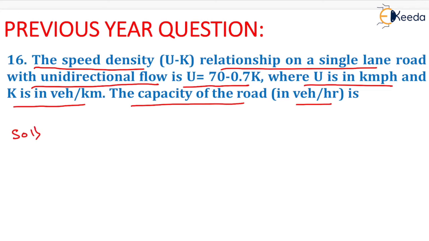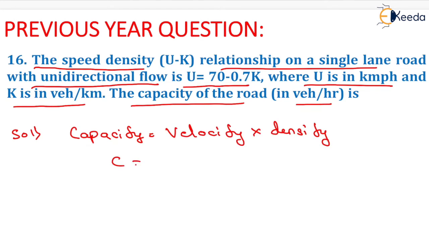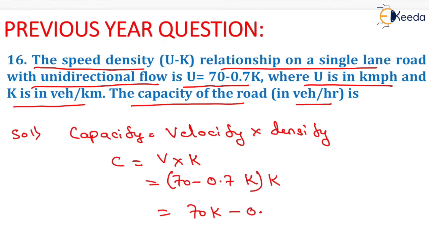Now we know that the capacity will be equal to velocity into density. Capacity will be equal to C, velocity will be equal to V, and density will be equal to K. Now we have to put the value of velocity here, that is 70 minus 0.7K, and multiply this value by K, so it will be equal to 70K minus 0.7K square. That will be the value of capacity.